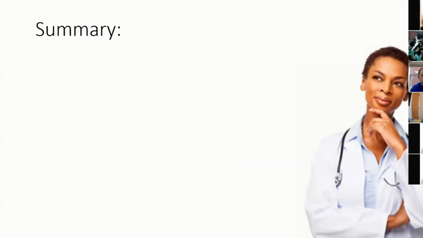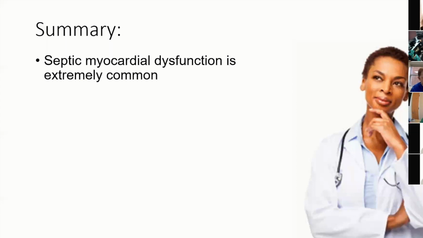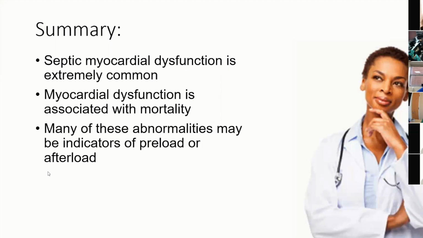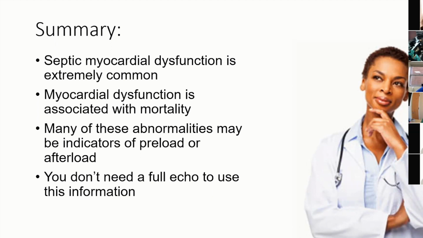So in summary, septic myocardial dysfunction is extremely common. It is associated with mortality, but a lot of those abnormalities might just be indicators of preload or afterload. And so it's really hard to say how much of this is intrinsic to the heart and should be targeted as such, and how much is due to fluid, ventilators, and lung disease. But I would point out you don't need a full echo to use this information. You could learn the skills to identify some of the severity. Strain takes a bit of skill, but to identify severe ventricular dysfunction, you could learn that in an afternoon course.